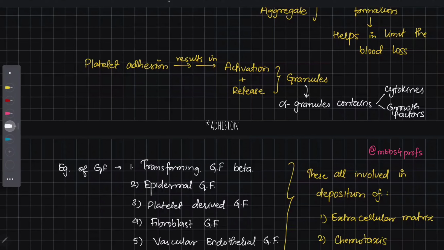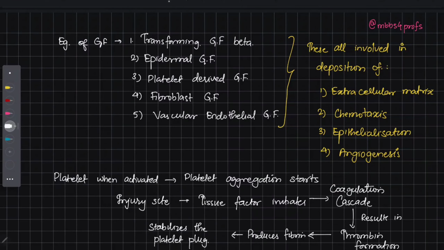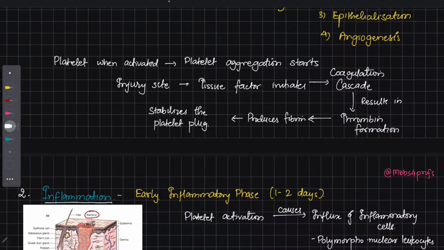Platelet activation results in the release of granules. Alpha granules contain cytokines and growth factors. Examples of growth factors are transforming growth factor beta, epidermal growth factor, platelet-derived growth factor, fibroblast growth factor, and vascular endothelial growth factors. These growth factors are all involved in deposition of extracellular matrix, chemotaxis, epithelialization, and angiogenesis.